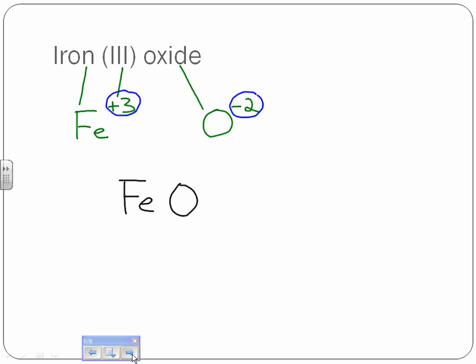How do we get +6? Well, we'd need 2 irons. And how do we get -6? If each one's a -2, we need a total of 3 oxides. So 2 irons and 3 oxides would make this Fe2O3. And our charges now, +6 and -6, add up to be 0.